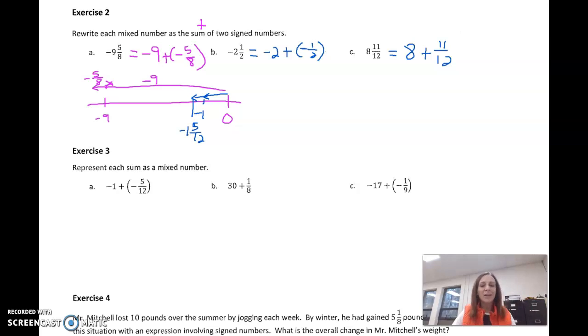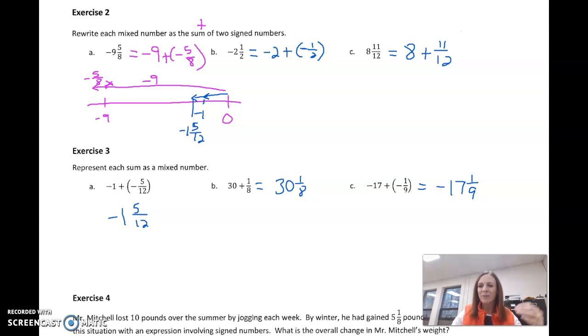So you're going to hear me say breaking apart mixed numbers, and you're going to say putting together mixed numbers. So 30 plus 1/8 is just 30 and 1/8. Negative 17 plus a negative 1/9, that's negative 17 and 1/9. Putting together mixed numbers. And it's all off that idea of the number line. Now, if they're different signs, we have to still follow our old rules. But the same sign, we can really just put those together.